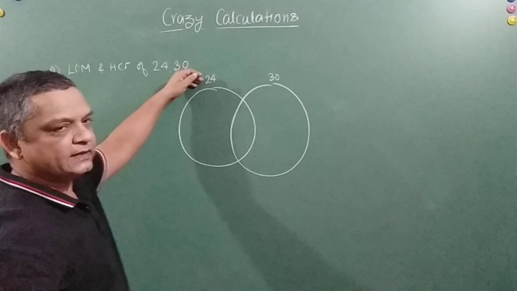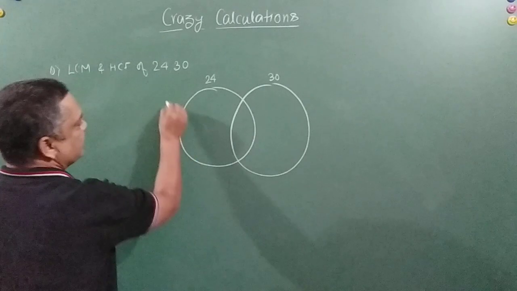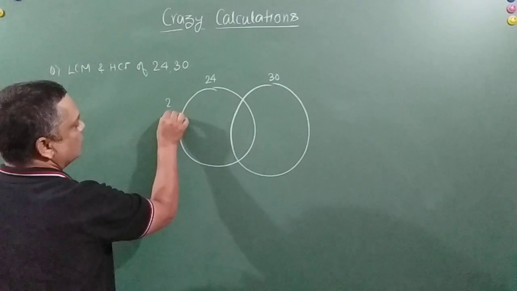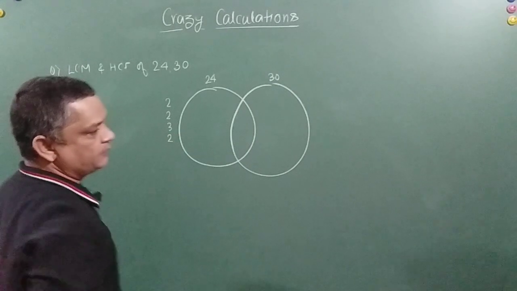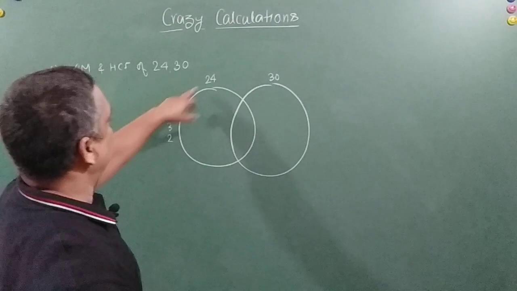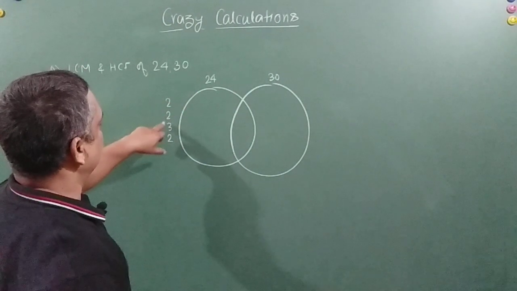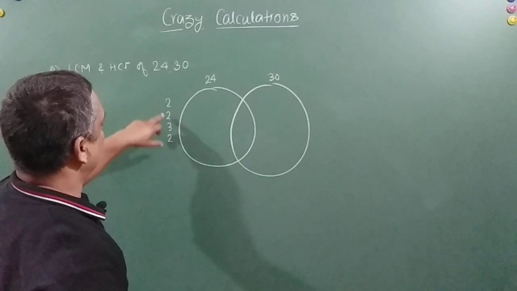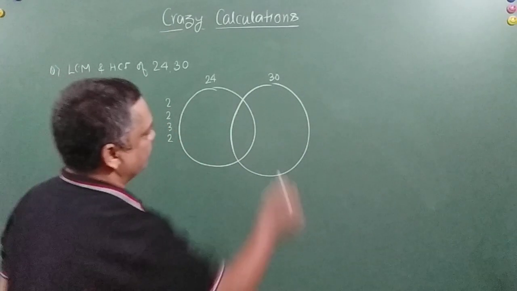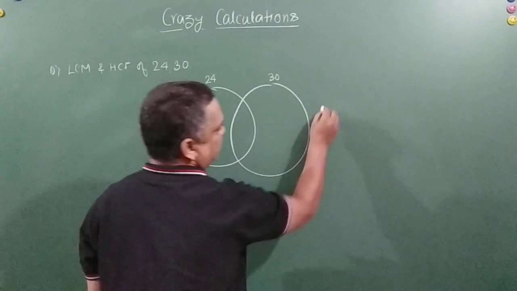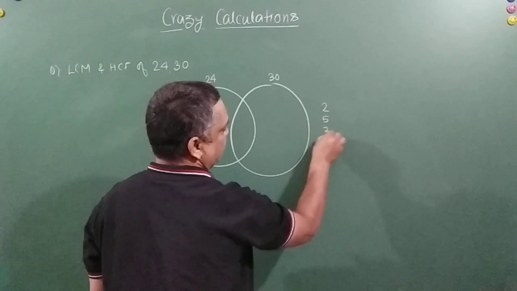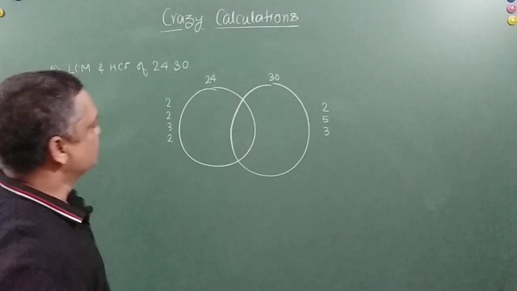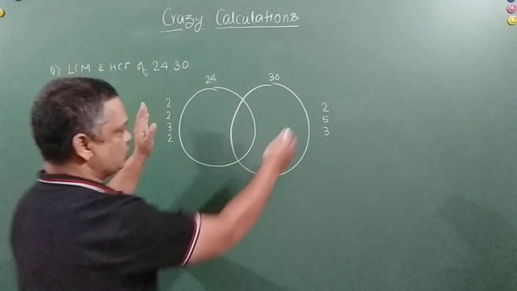We do the prime factorization for 24, that is 2, 2, 2, 3. You got it? 24 divided by 2 is 12, 12 is 4 into 3, so 8 into 3 is 24. Similarly, we do it for 30. We divide it by 2, the remaining is 15, and 15 is nothing but 5 into 3. Right friends? So these are the prime factorizations of these two numbers.